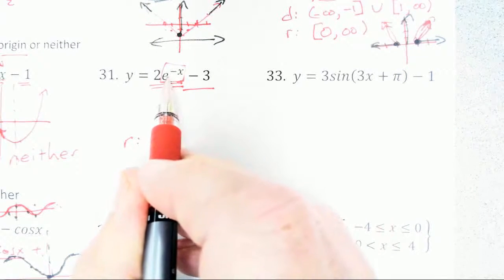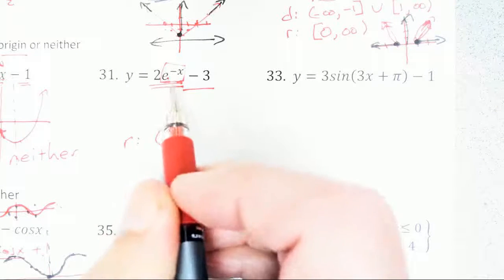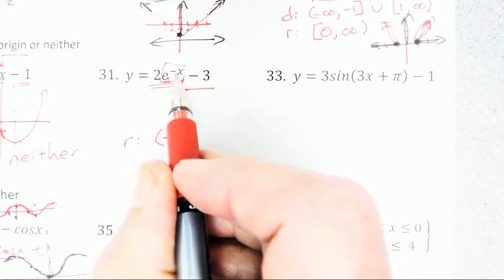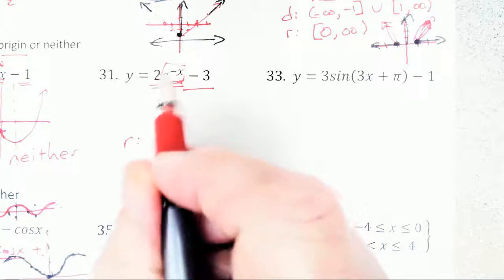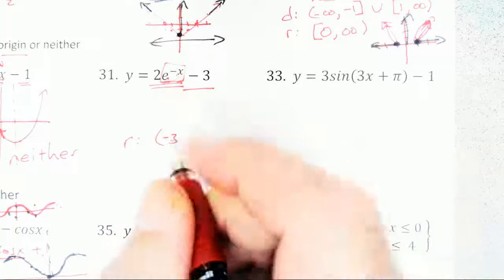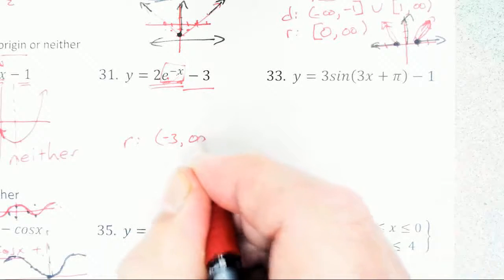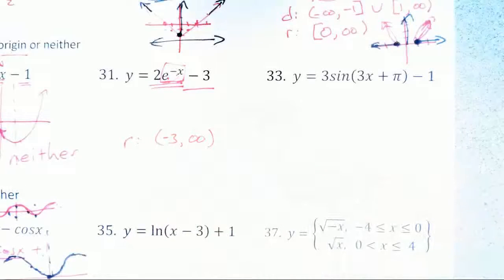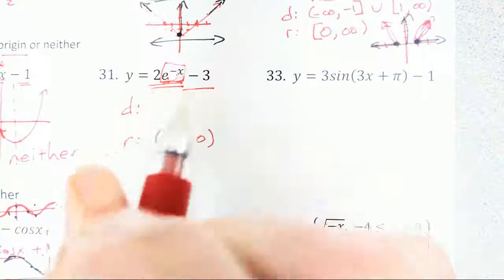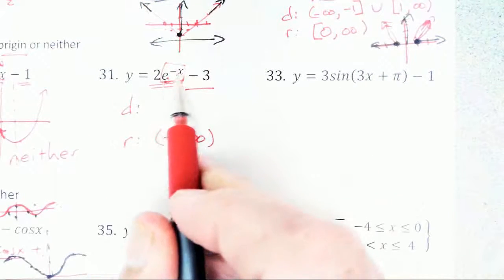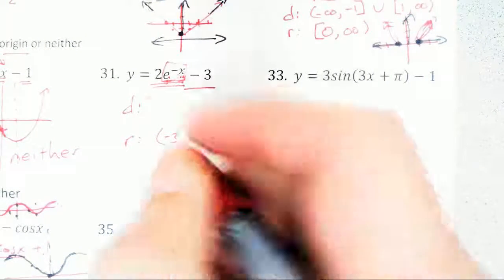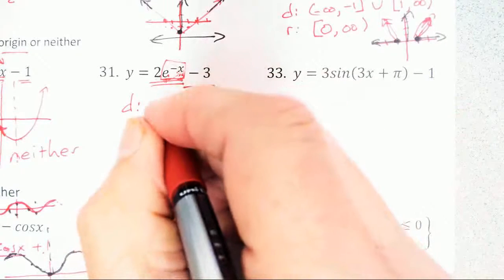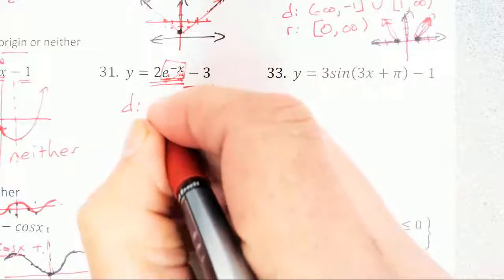But this number can get big. Like if I take e to the -0.1, that's like taking e to the 10th. This number can get really big and subtract 3 from, so we can approach infinity. How about this domain? Can I take e to a positive power? Yes. To a negative power? Yes. To a 0? Yes. So this is all real numbers.